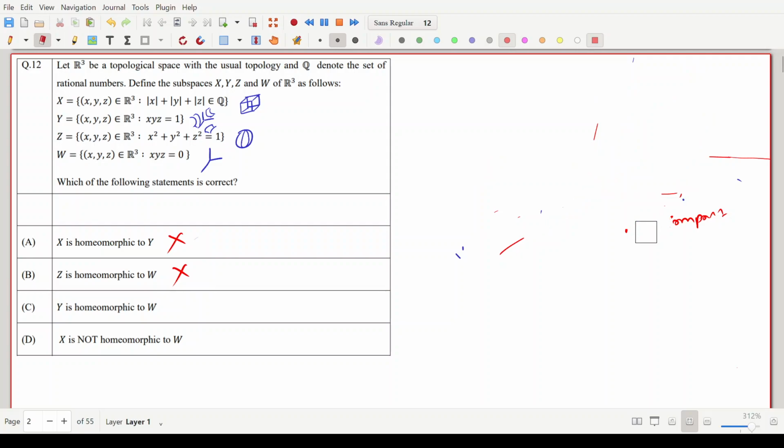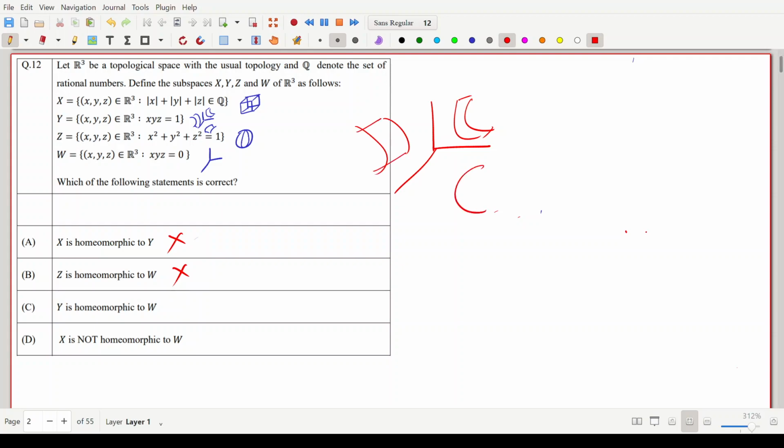Yeah, Y is homeomorphic to W. Look at your Y and look at your W. What do you observe? Again, one more thing. Look at the graph of Y. The graph is something like this. Again, it is not path connected. And what about W? What is the graph of W? It is just axis. Everybody is path connected.